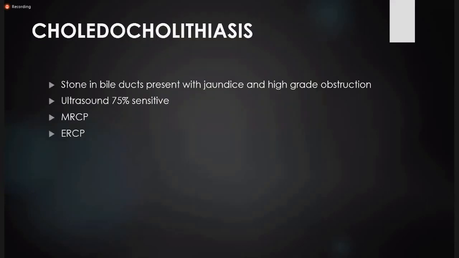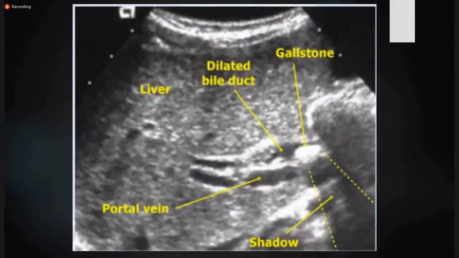Choledocholithiasis is the same stones that now you see in the biliary channels. Now they will cause obstruction of the biliary channels. Again, ultrasound is a very good modality. MRCP can be performed, and ERCP can be performed as a treatment option as well. This is a gallstone that you see in ultrasound with biliary dilatation.